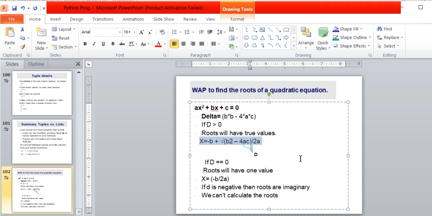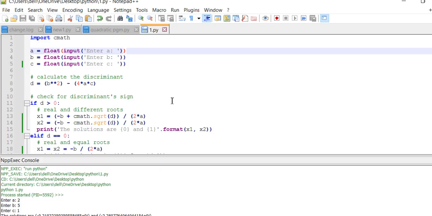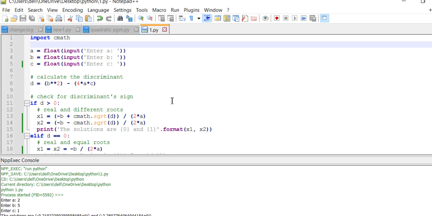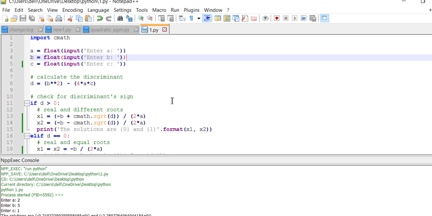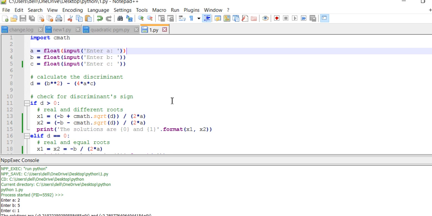So let's understand with the help of an example. First of all, open your Notepad++. We have to use a math function to solve this quadratic equation. That's why we import the cmath library in Python. Now our next step is declaring variables. We want to input values through these variables a, b, c, and these values are converted into floating point values. Now we calculate the discriminant d equal to b square minus 4ac.